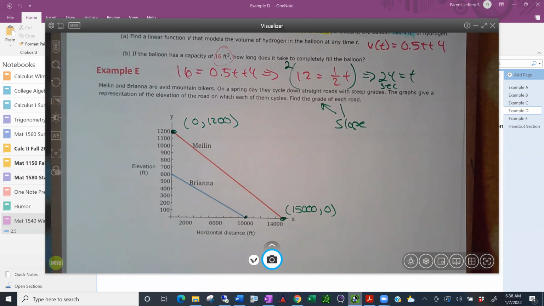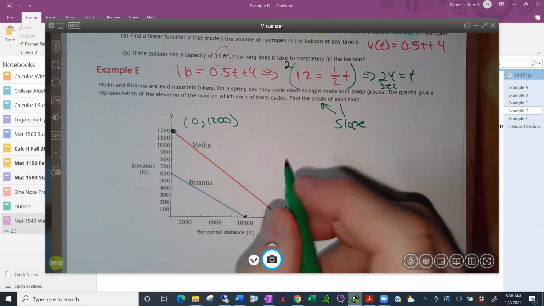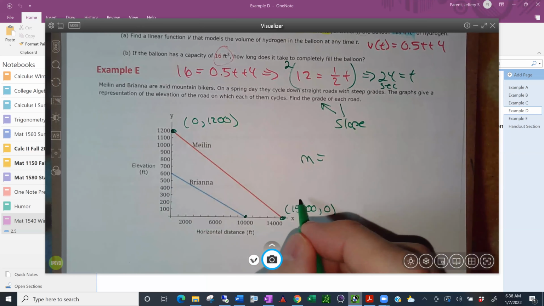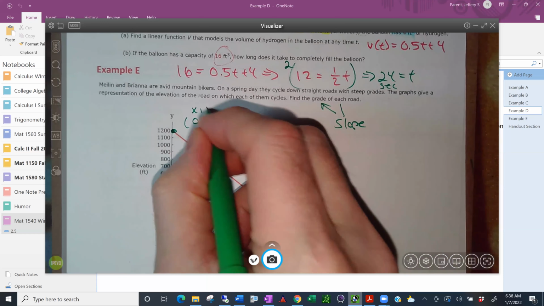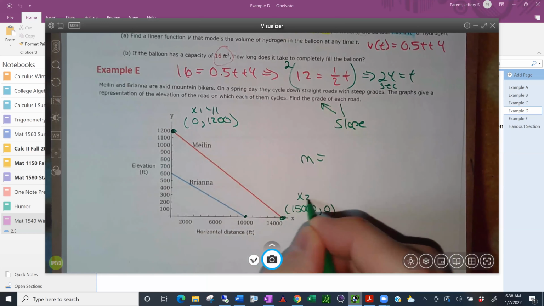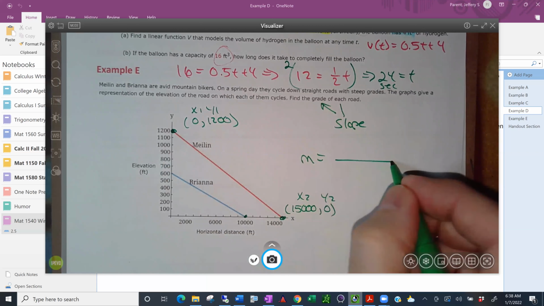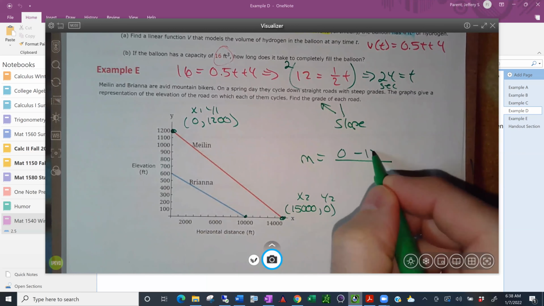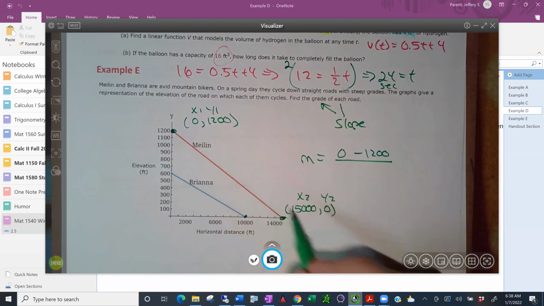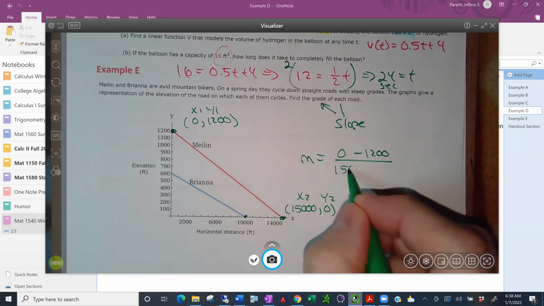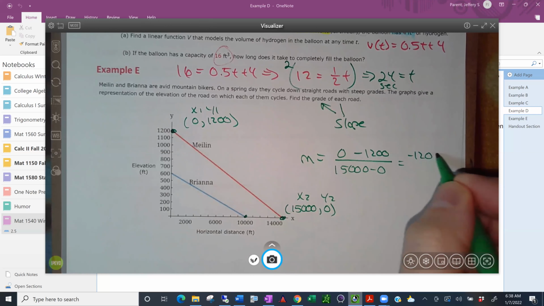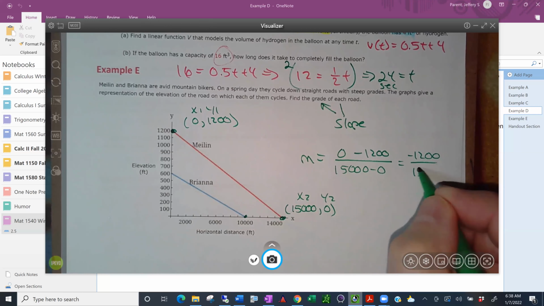So with those 2 points, hey, we're in good shape. Call that your X1, Y1. This is your X2, Y2. The slope of the line is going to be 0 minus 1,200 divided by 15,000 minus 0. So negative 1,200 over 15,000.